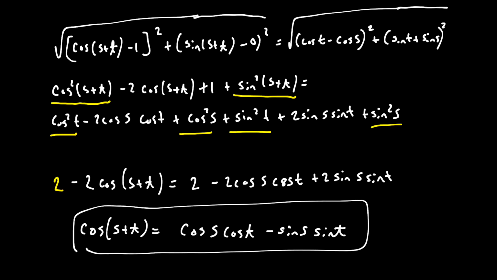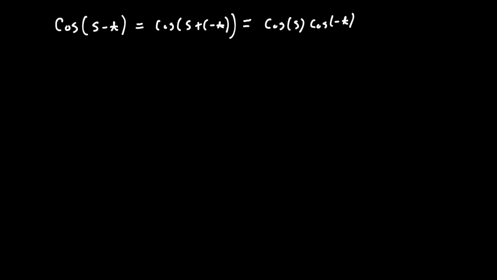Let's go ahead and look at the subtraction formula for cosine. So we have cosine of, we want an s minus t, and we can rewrite this as cosine of s plus a negative t. Applying the addition formula for cosine, we get that this is going to be equal to cosine of s times cosine of negative t, minus sine of s times sine of negative t.